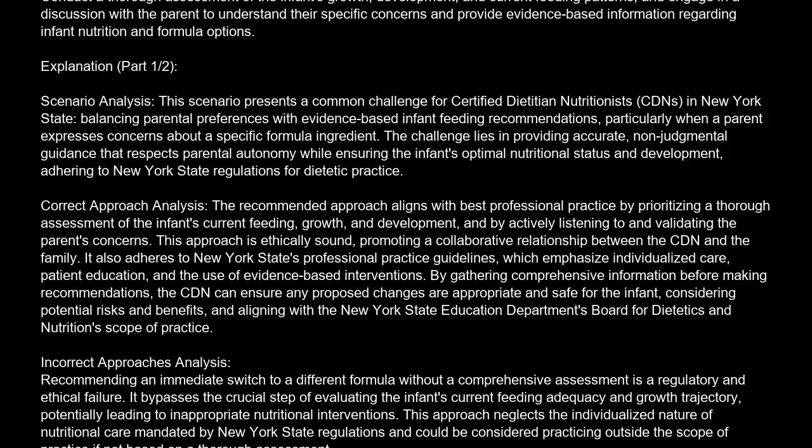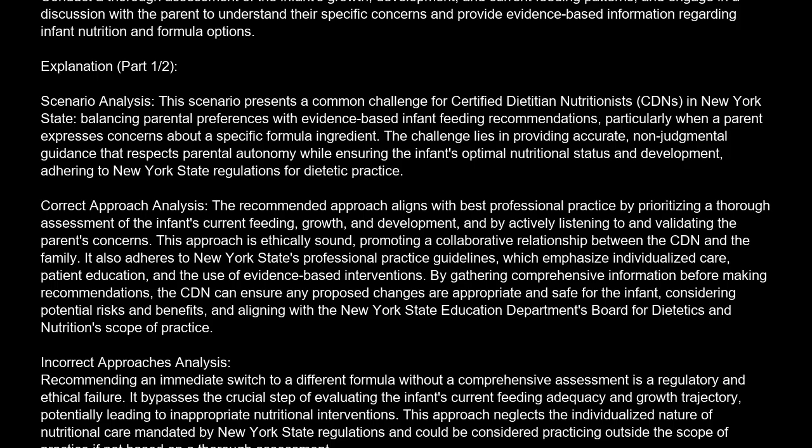The correct answer is B. Conduct a thorough assessment of the infant's growth, development, and current feeding patterns, and engage in a discussion with the parent to understand their specific concerns and provide evidence-based information regarding infant nutrition and formula options.